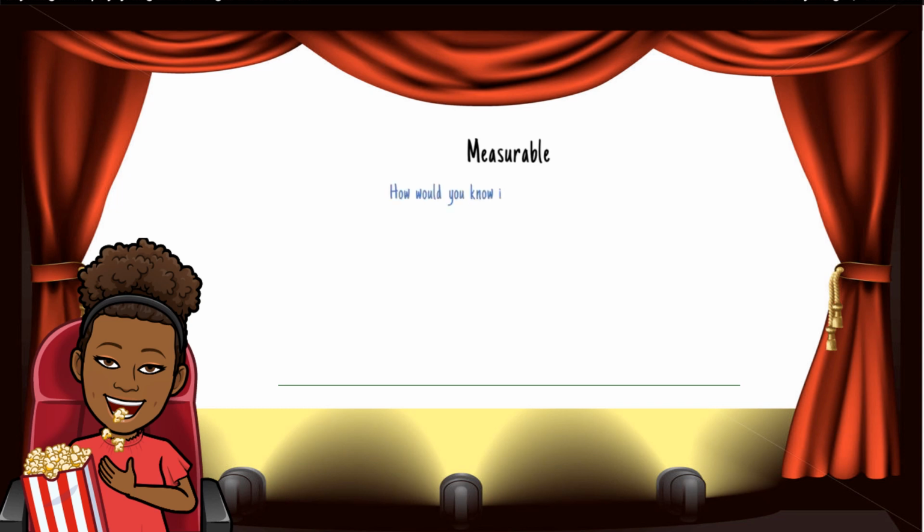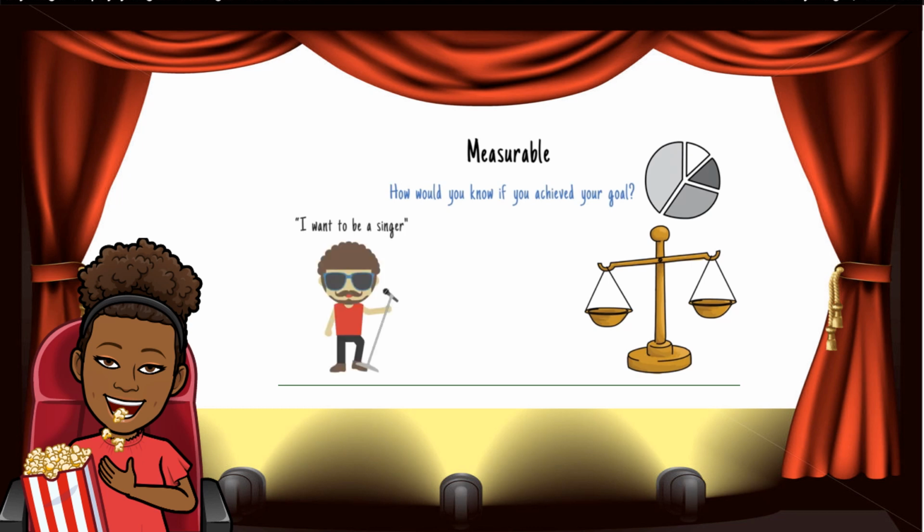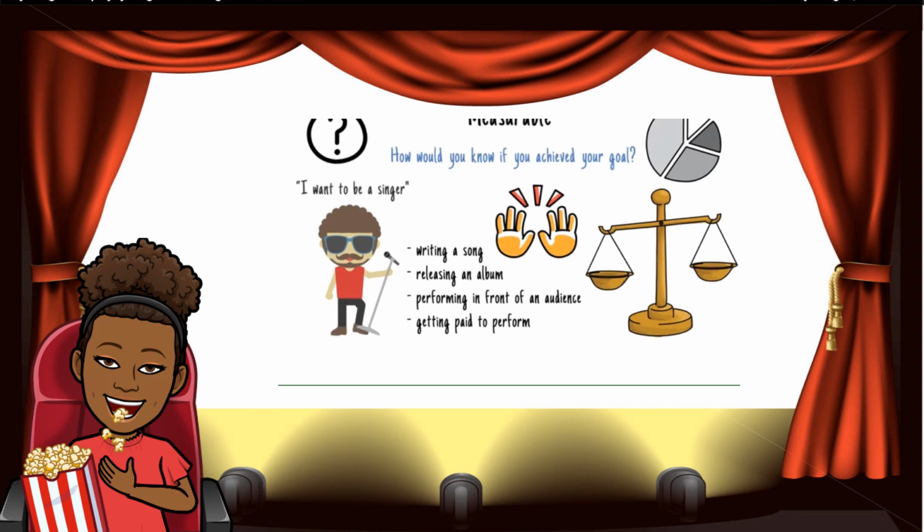Measurable. How would you know if you achieved your goal? Think of ways to measure your progress. Break your larger goals into smaller ones so you can know whenever you accomplish something. I want to be a singer. That's not measurable. What defines a singer? Who decides what makes someone a singer, and how can you know if you become one? Some ways to measure your progress towards this dream can be writing a song, releasing an album, performing in front of an audience, or getting paid to perform. One side note, the fact that you make music and do what you love is already a huge success.